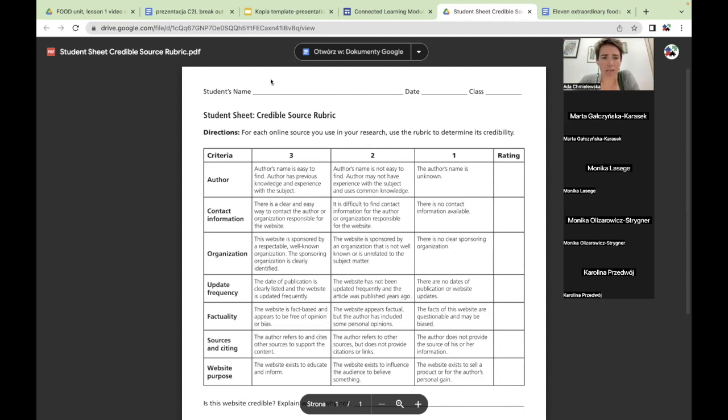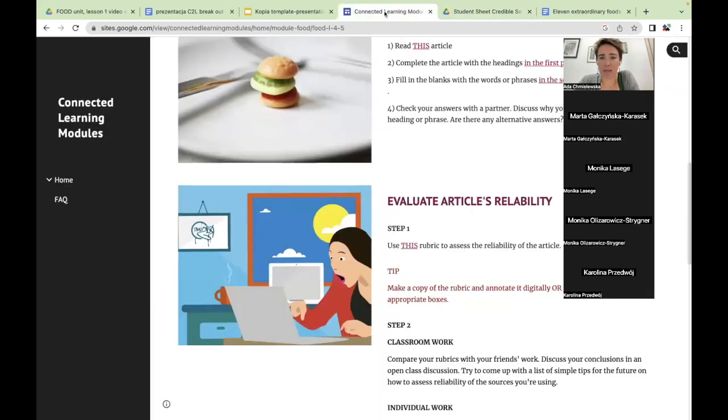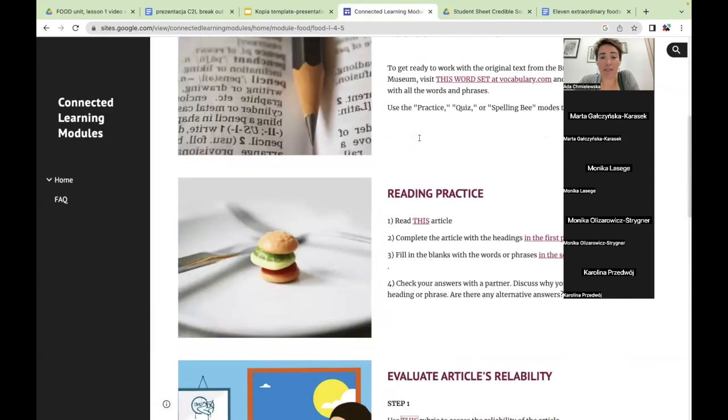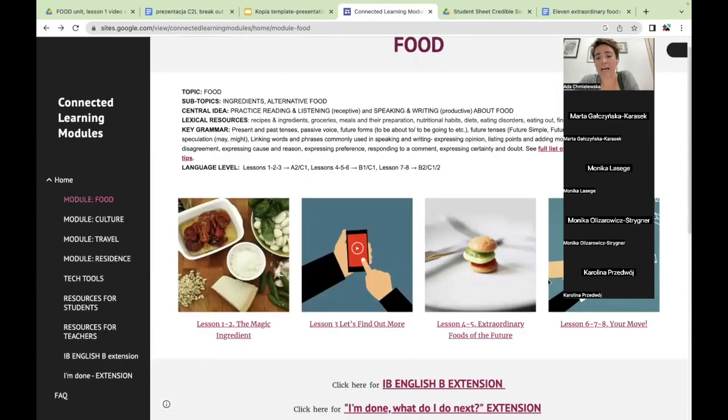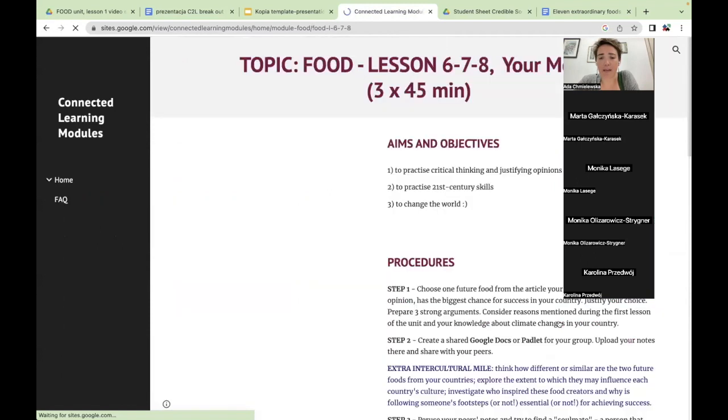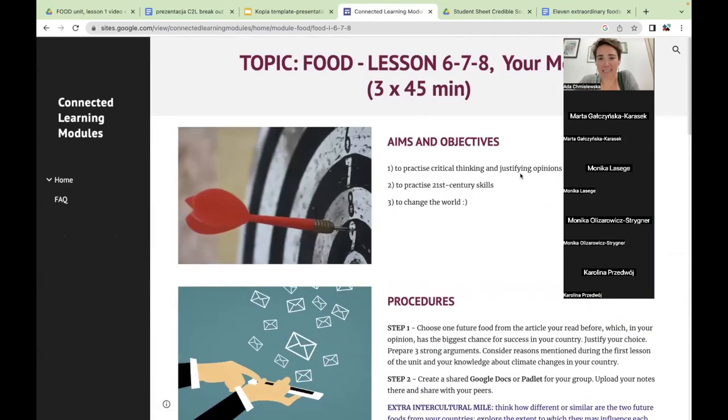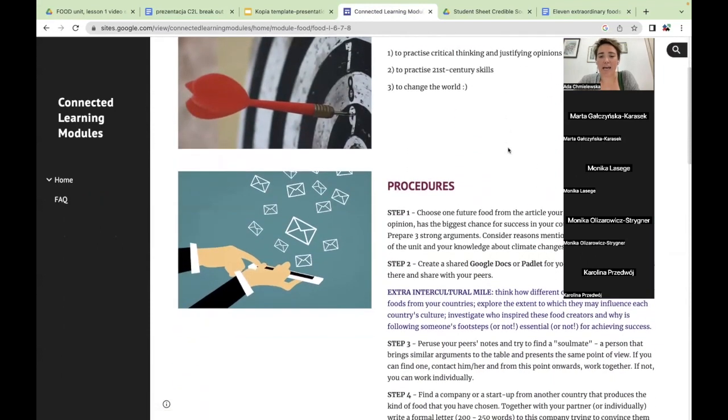We have just one minute left, but this is the third part of the third stage. And the fourth one, which is probably the most exciting, is the extension. The task for students is, first of all, to decide which of the extraordinary food items they think would work well in their own country, based on the knowledge that they gained in the first stage.